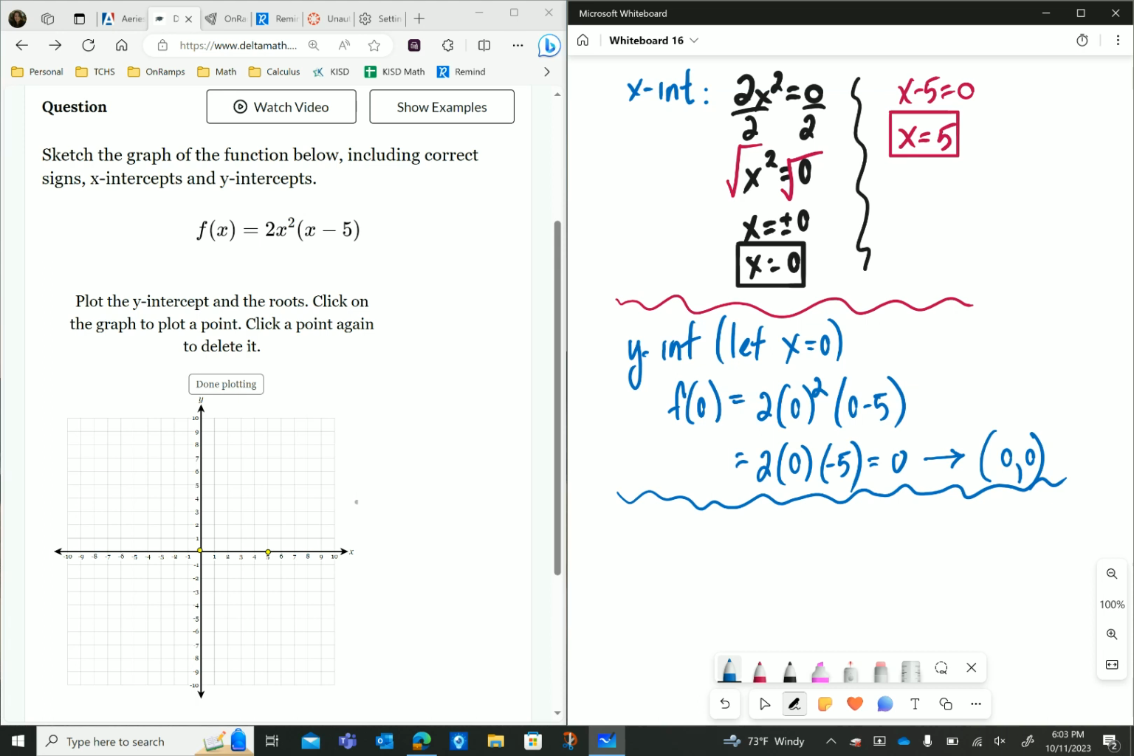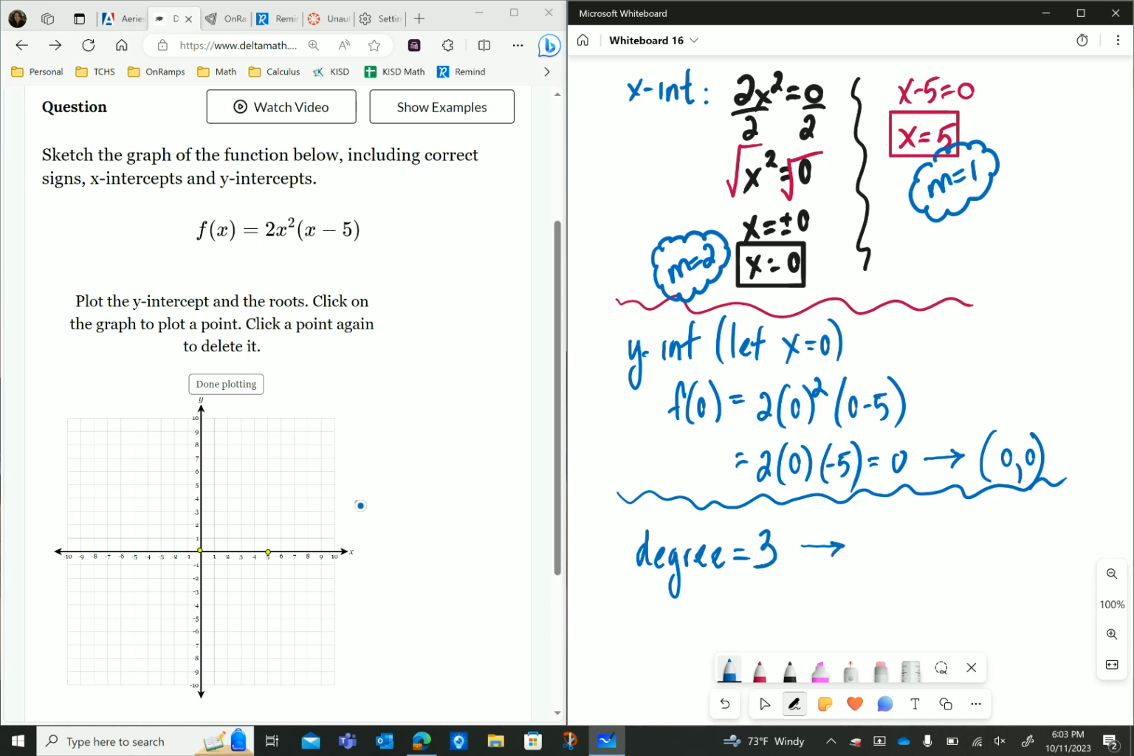Now, what else do we need? I think that's about it. We need to decide what kind of degree we have. The degree is the sum of our multiplicities. Well, our 0 had a multiplicity of 2, right? So I'm going to put little clouds around that. And our 5 had a multiplicity of 1. So when I add those multiplicities, I get a degree of 3.